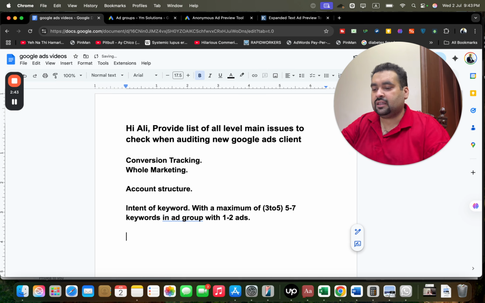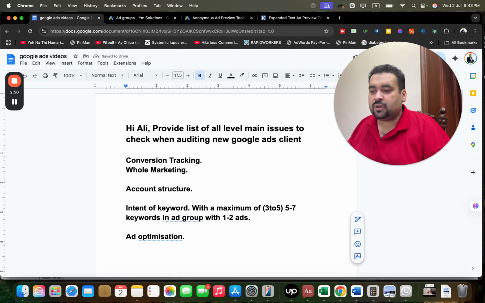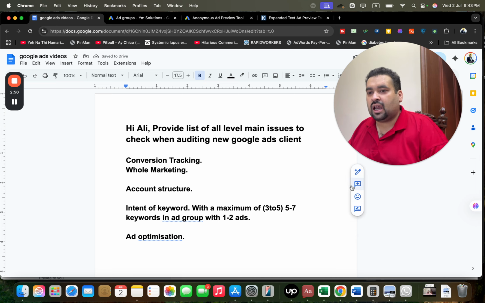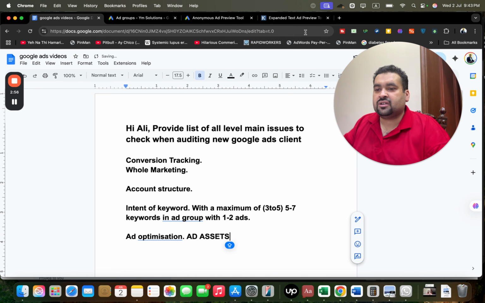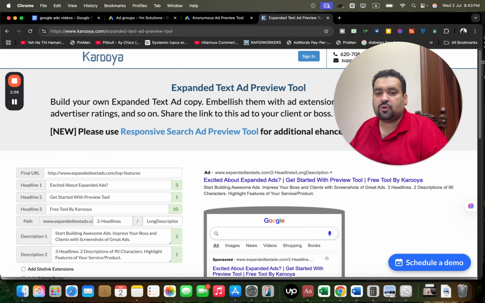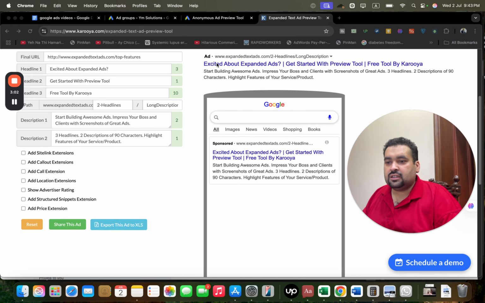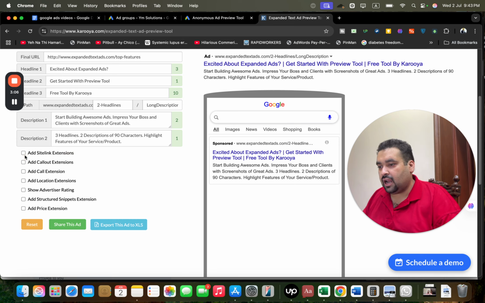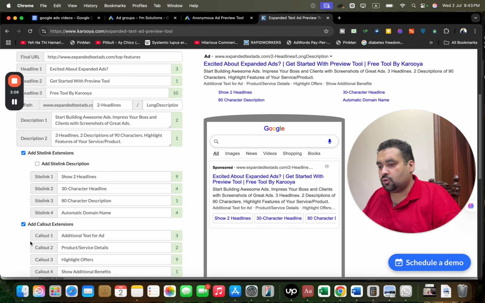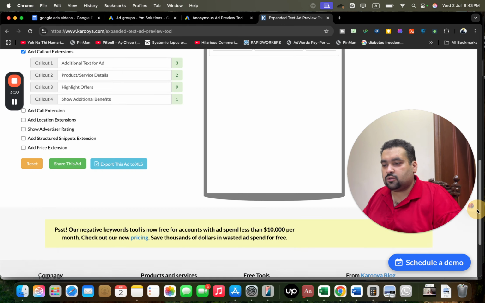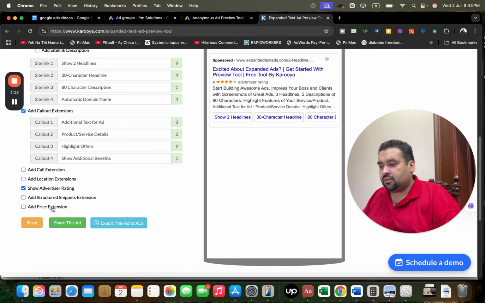Apart from this, I think ad optimization is something people are missing. What if people ask what is ad optimization? Ad optimization includes ad assets and extensions. So, ad assets, you may see over here. Now this is a keyword preview tool, and this is a normal simple ad. However, when I add different ad extensions to it, you may see over here that my ad is going to be more and more attractive.